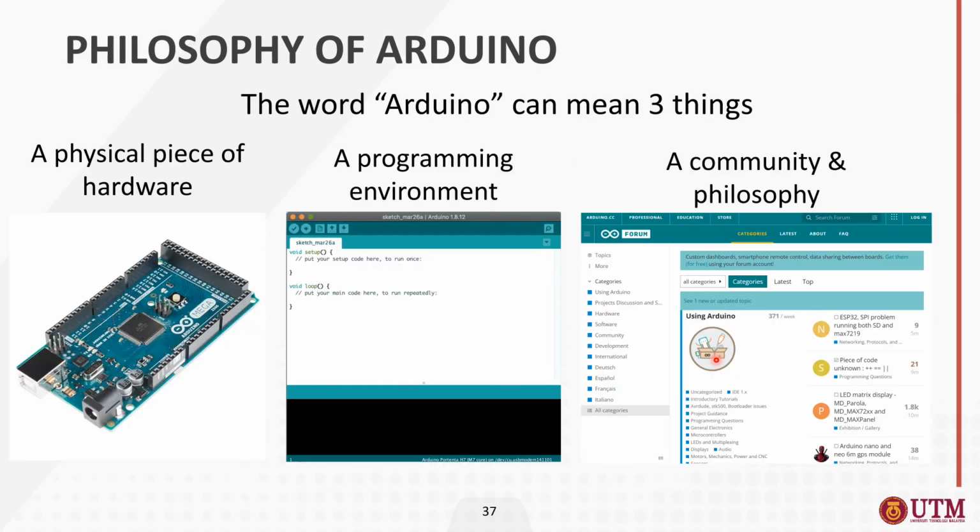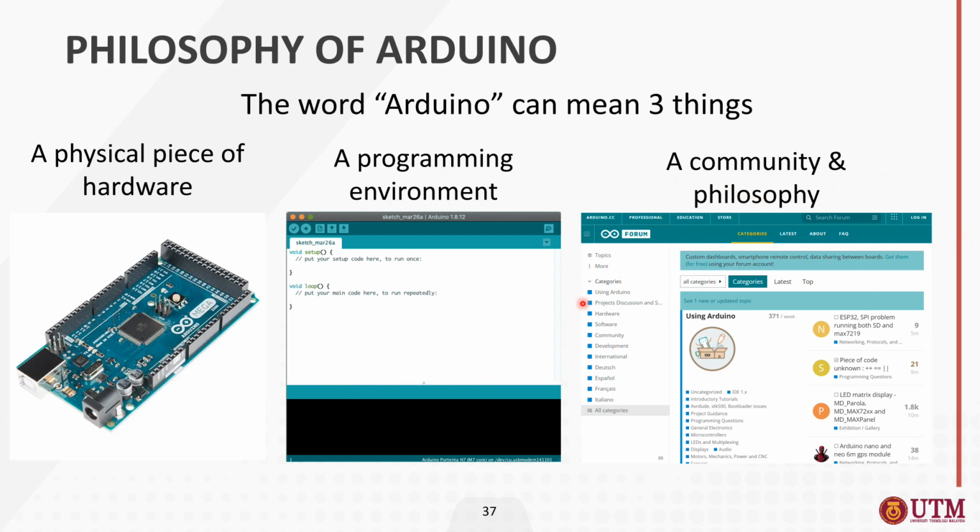Next is the philosophy of Arduino. The word Arduino can mean three things. Arduino can be a physical piece of hardware, where you can see the hardware of your Arduino, Arduino Mega, Arduino Uno, and so on. It can also represent the programming environment, which is the Arduino IDE for those who didn't know. The last one is that it can represent a community and philosophy.